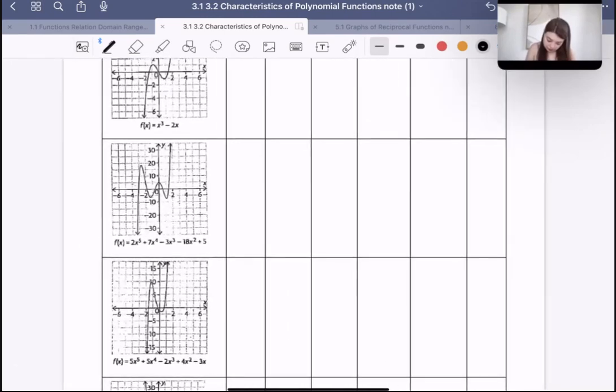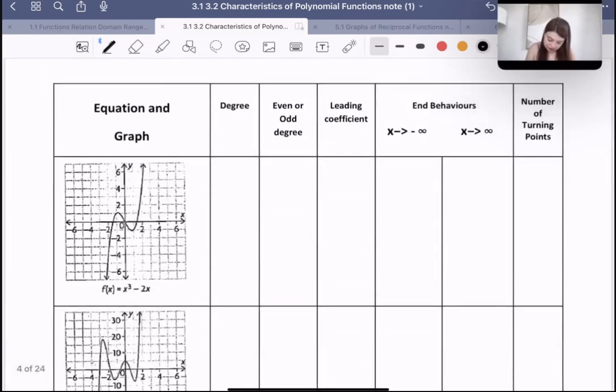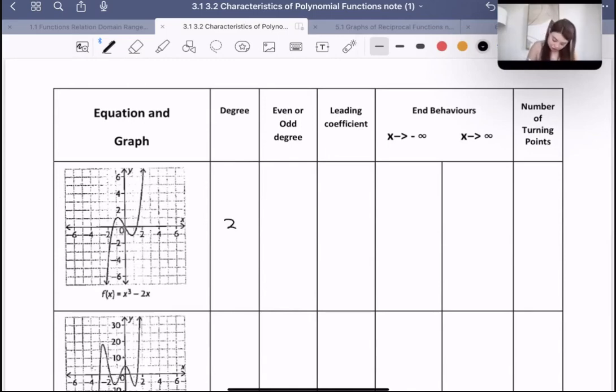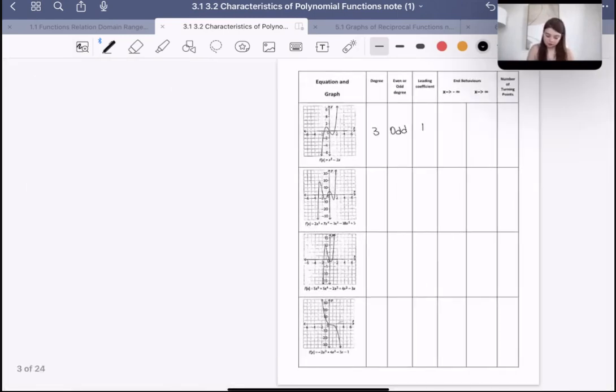Okay, let's try this one. Now we're getting into some odd degrees. So here we have degree 3 because the exponent is 3, right? x cubed. Is the degree even or odd? Well, 3 is an odd number, so I'm going to say it's odd. The leading coefficient, well, there's no number here, so that just means the leading coefficient is 1 if we see nothing. 1 is a positive number, and for odd degree functions, remember it works differently than even degree functions.